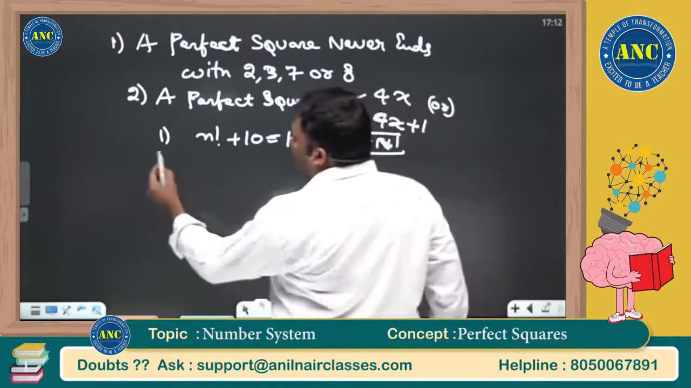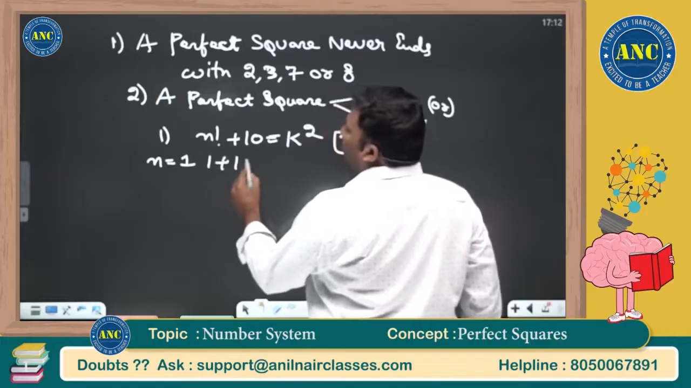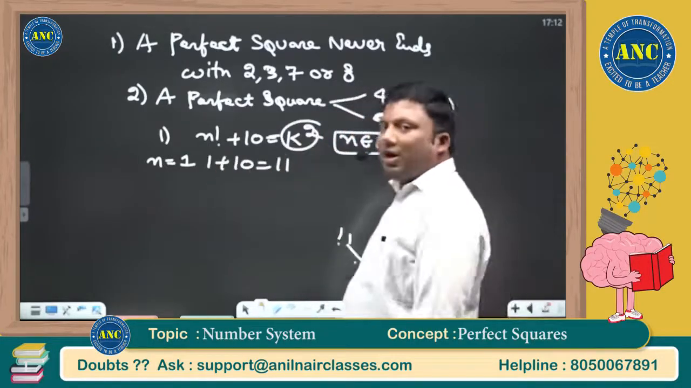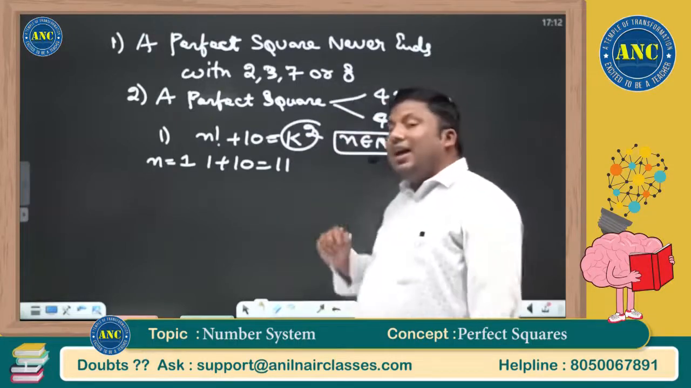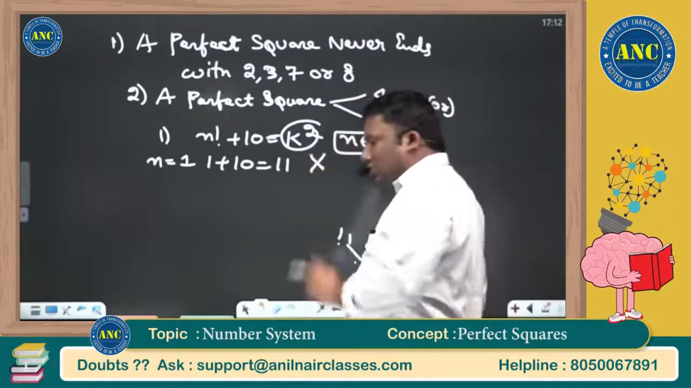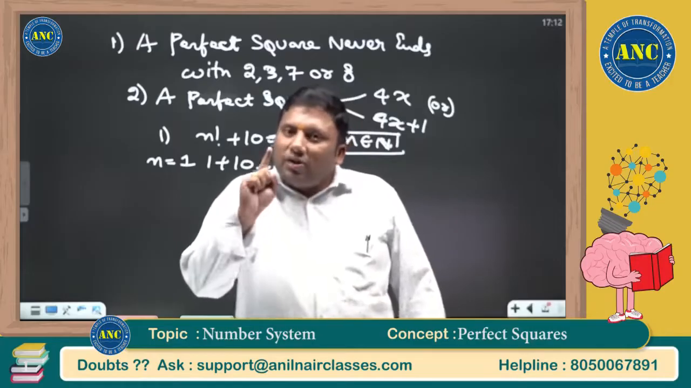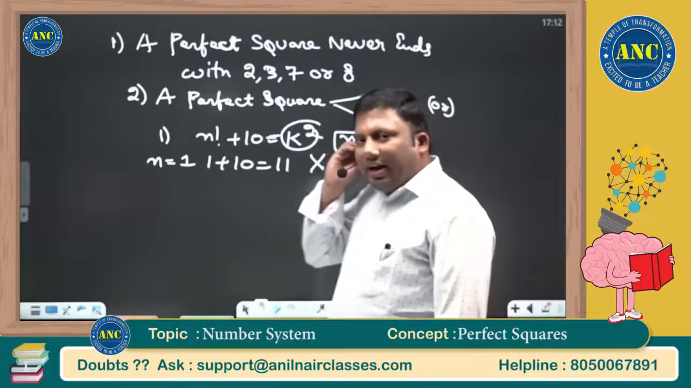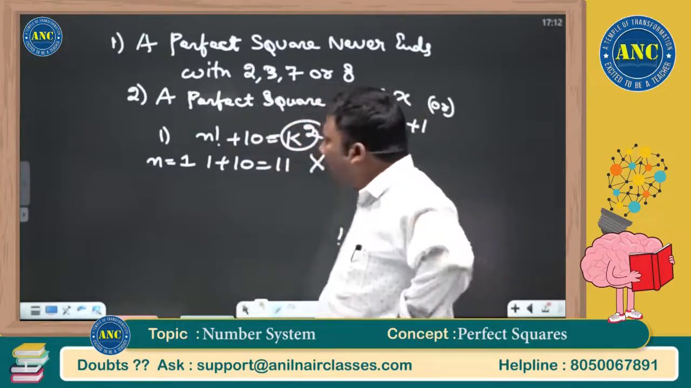Let me first take n value 1. n equals 1 gives 1 plus 10, which is 11. A perfect square should always be of the form 4 into something or 4 into something plus 1. 11 is 4 into 2 plus 3. It is not a perfect square. Also, please write down in your notebook, any perfect square ending with 1 has an even tens digit. 9 square is 81, 19 square is 361, 29 square is 841, 21 square is 441.